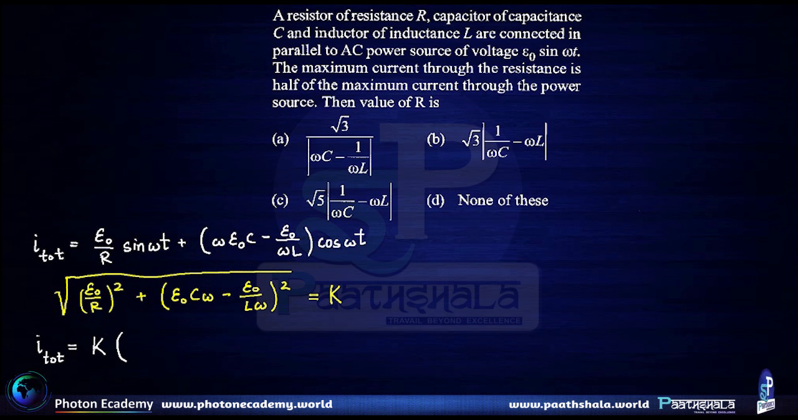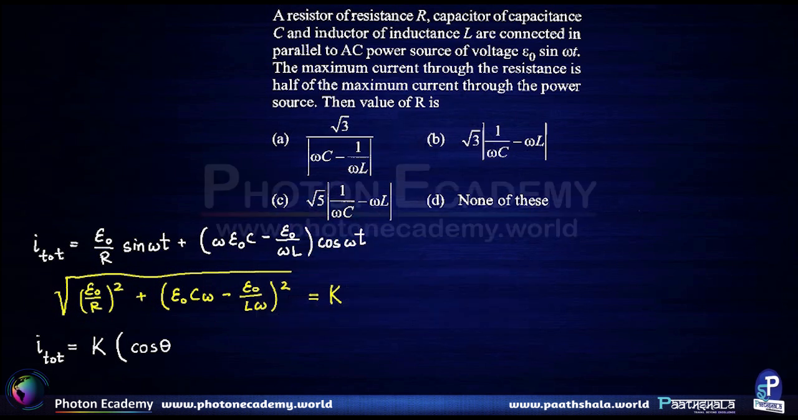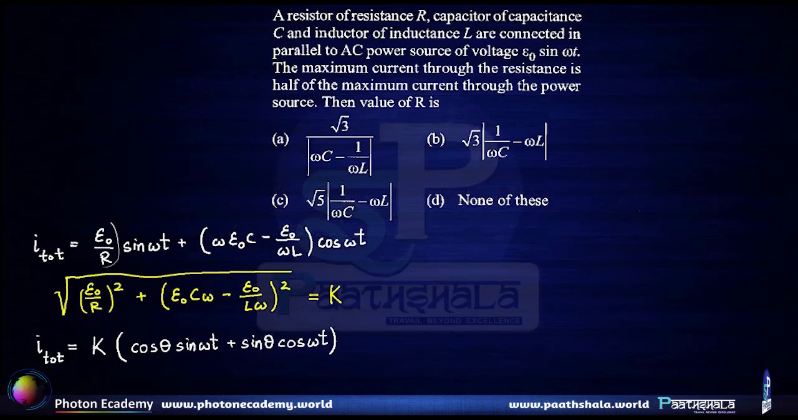So we have I total is equal to K times cos theta, let's say, into sin omega t plus sin theta into cos omega t. We can be sure that this term by K and this bracketed term by K are sine and cos of the same angle, because the sum of their squares would clearly be equal to 1.